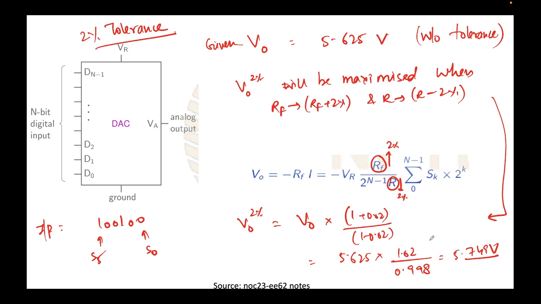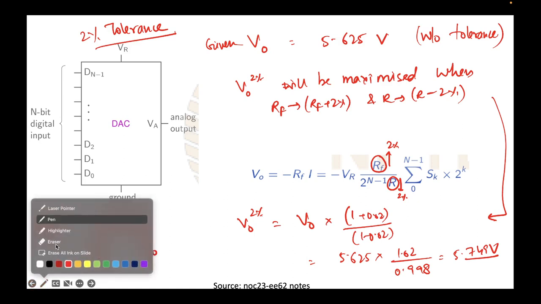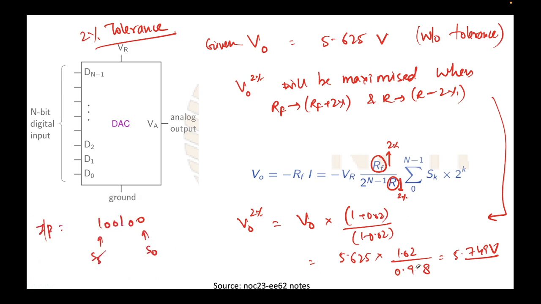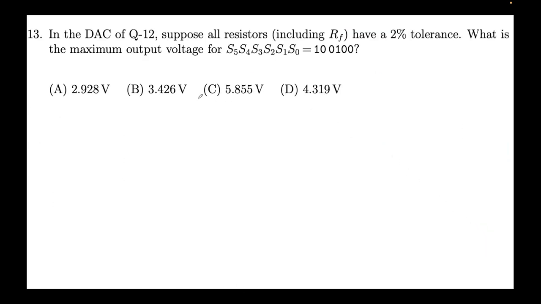Wait a second. Where did I make a mistake? Oh, it's one minus 0.02, not 0.99. It is 0.98. Sorry about that. So this will turn out to be 5.625 into 1.02 by 0.98, which is 5.855, which is option C. So the answer is C, that's correct.